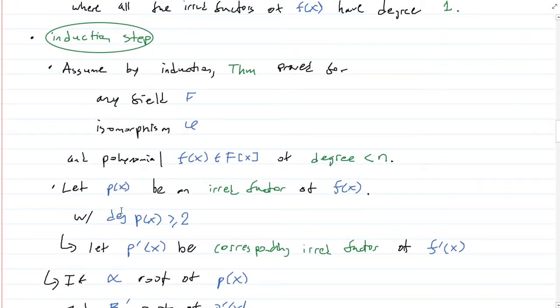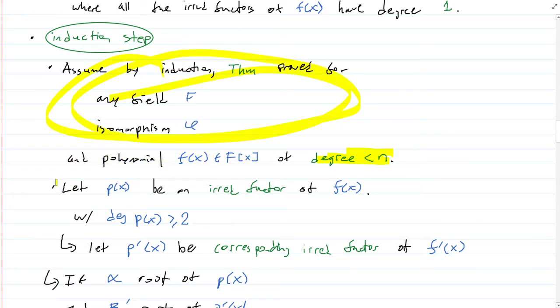So for the induction step, you have to assume the theorem to be proved for a field F, an isomorphism phi, and a polynomial f(x) of degree less than n. Right. So assume by induction that the theorem holds for all things like this, right? Any field F, any isomorphism phi, and any polynomial f(x) of degree less than n. So this is the induction hypothesis, and now we're going to try to do some things, right?